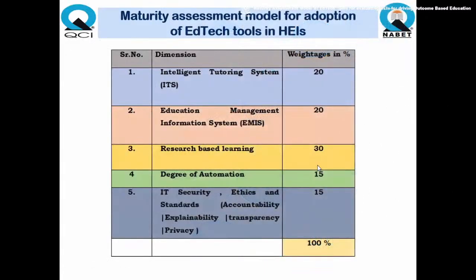So Nabit at our end had conceived this maturity assessment model for adoption of EdTech tools in higher education. These were the five elements: intelligent tutoring system, the education management information systems, the research-based learning, degree of automation, and trust, which has elements of IT security, ethics and standards, accountability, explainability, transparency, and privacy. So these were the weightages which were conceived, which is on the right-hand side. For the first one, 20%. The second one, EMIS, is again 20%. On the research-based learning, as we talked about, which is the highest, is 30%. The degree of automation, 15%. And on the trust element, 15%.